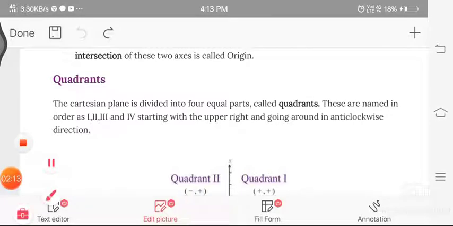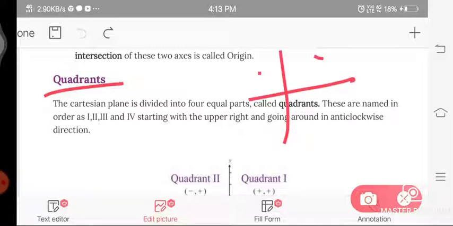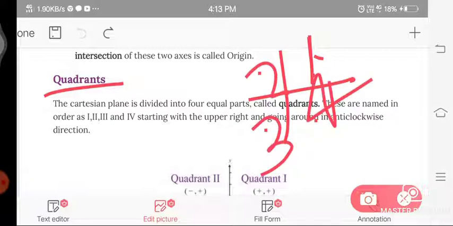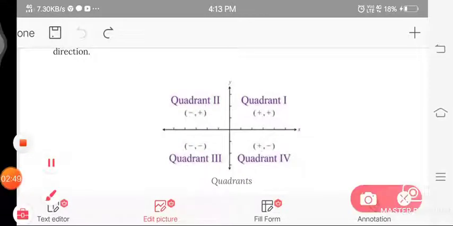Now we come to quadrants. The Cartesian plane is divided into 4 quadrants: 1, 2, 3, 4. They are named in order, starting from the upper right and going around anticlockwise: 1, 2, 3, 4. As you see in the picture, this is the first quadrant, this is the second, this is the third, and this is the fourth quadrant.